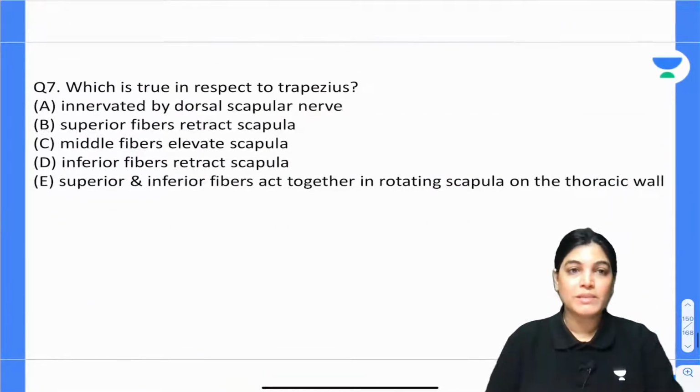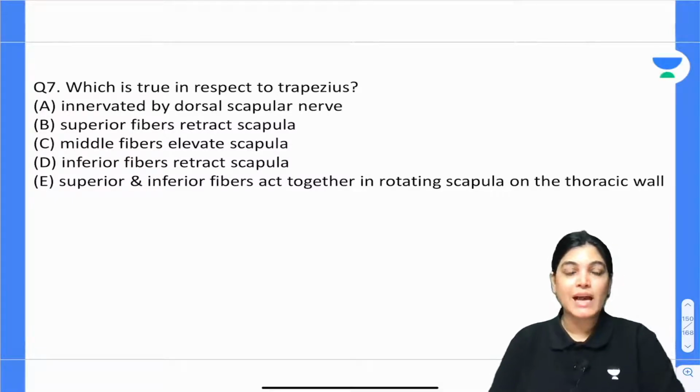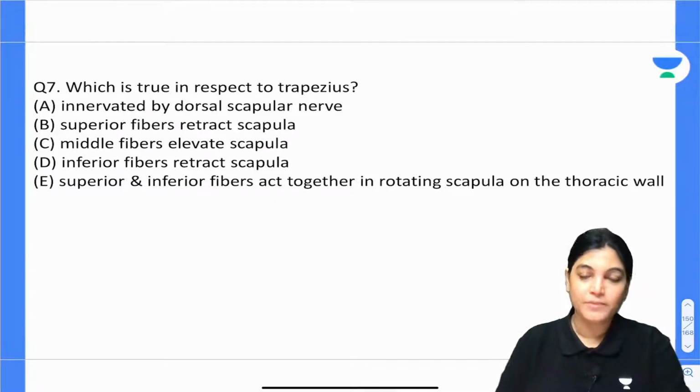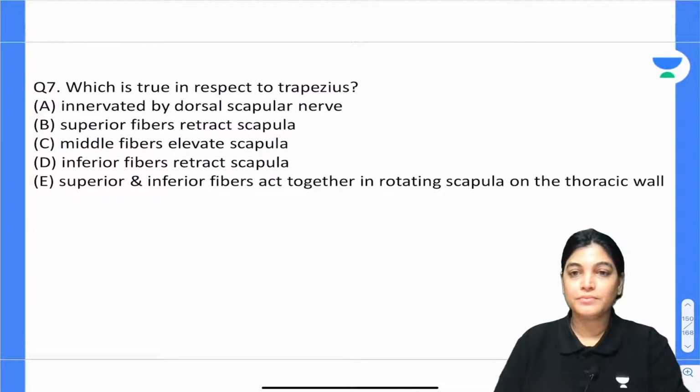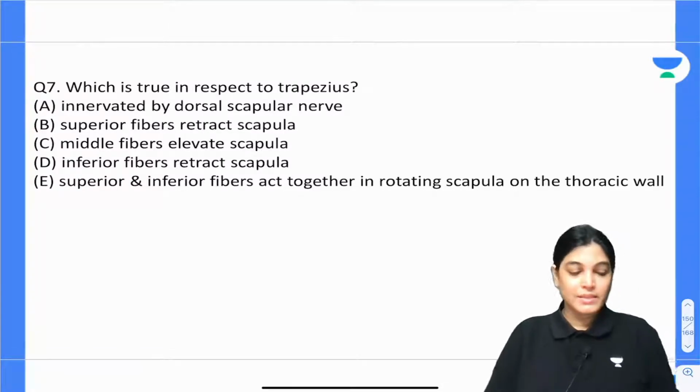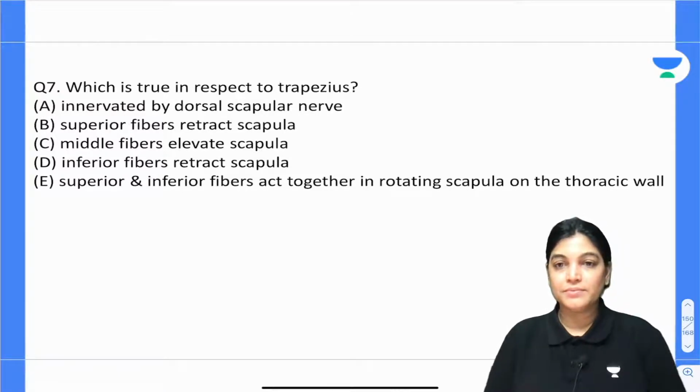Let's move on to question number 7. Which of the following statements is true in respect to the trapezius muscle? Innervated by dorsal scapular nerve, superior fibers retract the scapula, middle fibers elevate the scapula, inferior fibers retract the scapula, superior and inferior fibers act together to rotate the scapula on the thoracic wall. Which is the right answer, dear? Question number 7.